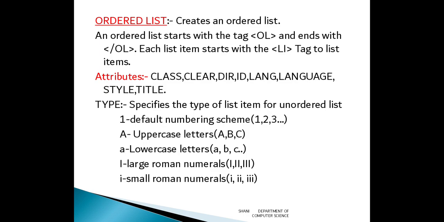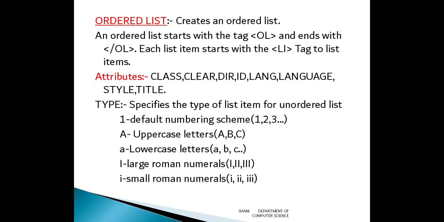Type is also an attribute. We can specify the type for an ordered list. Here you can see it specifies the type of a list item for an ordered list. When I was typing, it was an unordered list, so make it an ordered list. We can specify that our list items should begin with 1, 2, 3. Default numbering is in number format if you don't mention the type.